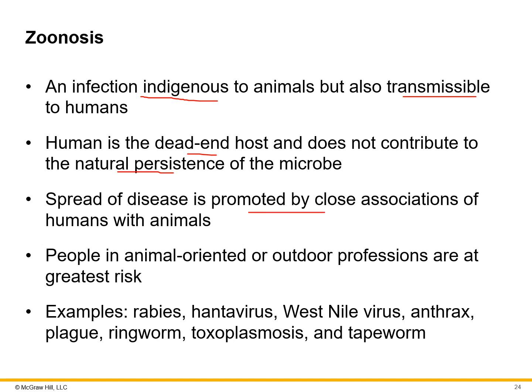So the spread is promoted by close association, again, dogs or pets, or just being in the wilderness. And then people in animal-oriented or outdoor professions, of course, are at the greatest risk. Some examples: rabies probably the most common, but also ringworm, and toxoplasmosis that comes from cat feces. So again, the animal is infecting the human, but it's not really part of the natural life cycle for that microbe.